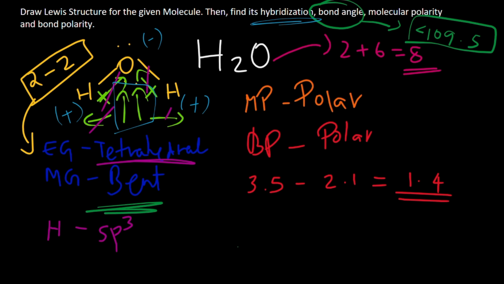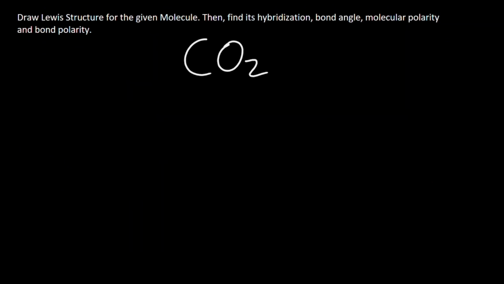We found it. So that's how you find the molecular polarity, bond polarity, hybridization, bond angle, and those sorts of things. And of course, if you have to find all of these, then you have to draw the Lewis dot structure, and you have to find the electron geometry as well as the molecular geometry. Alright, so that's basically it for the water molecule, H2O. Now, let's talk about another one.